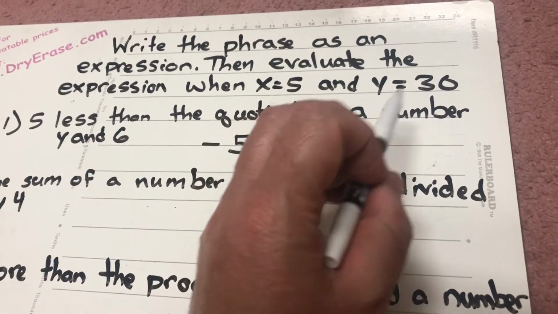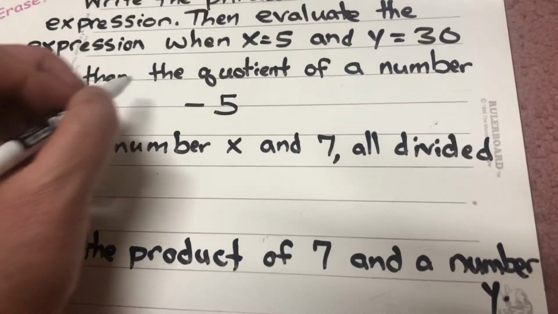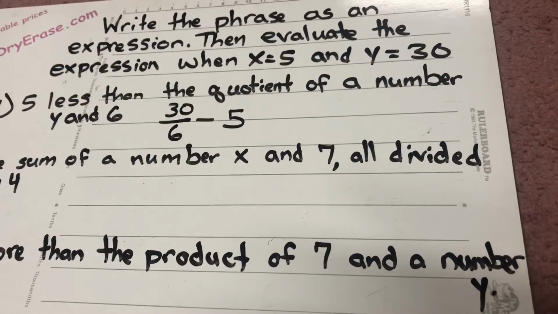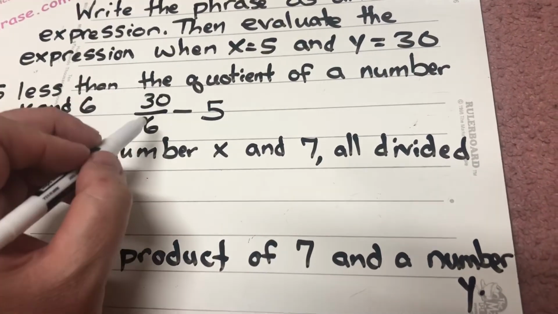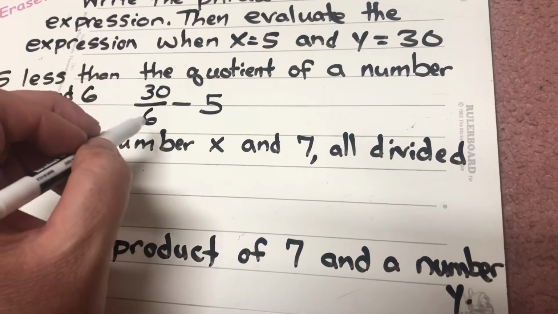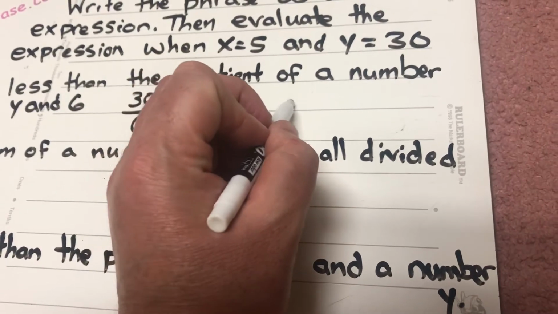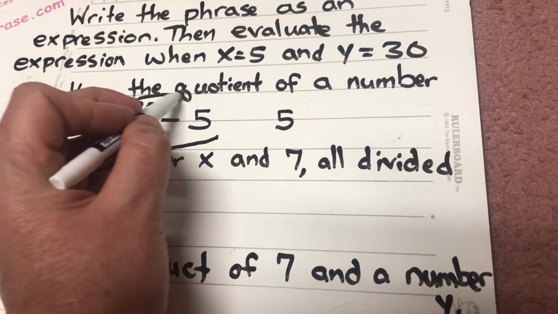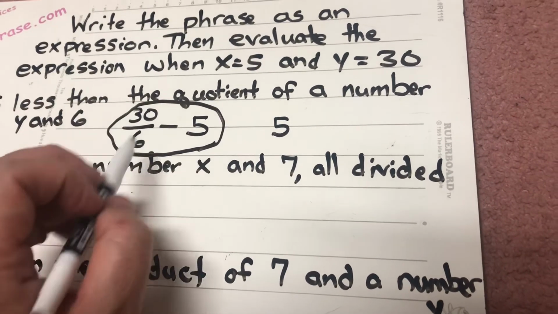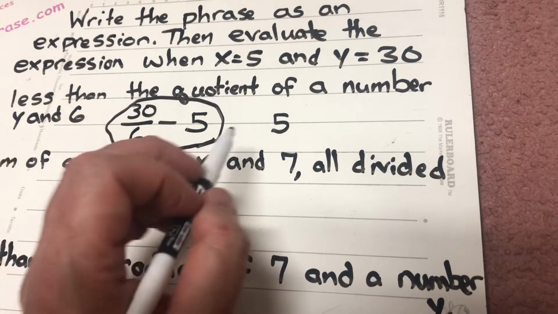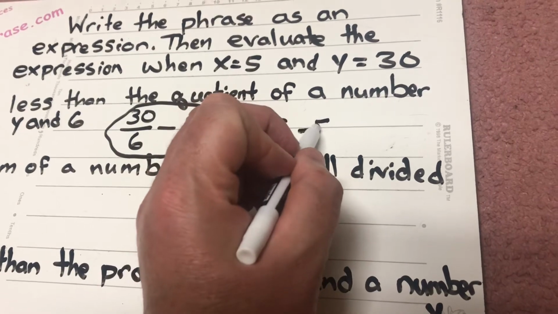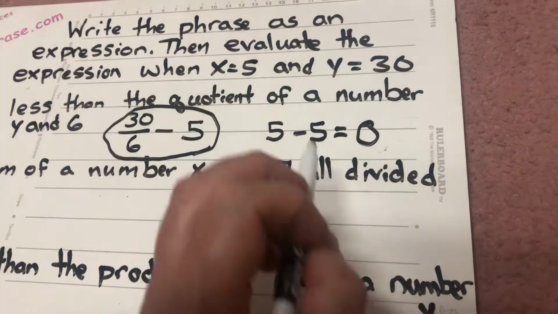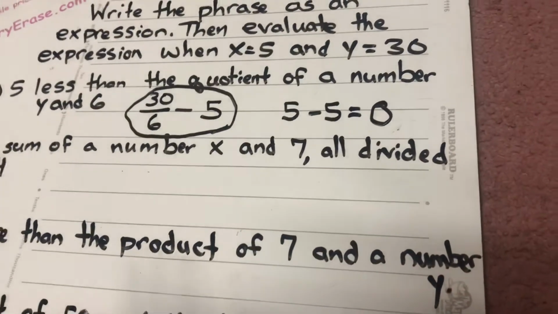Well, it tells me that y equals 30. So it's 30 divided by 6. Well, I can solve that. 30 divided by 6. I know that 30 divided by 6 is 5. So that's going to be my original expression that needs to be included. 30 divided by 6 is 5, so it's 5 minus 5. Well, 5 minus 5 is not hard. When I evaluate the expression, I get a final answer of 0.